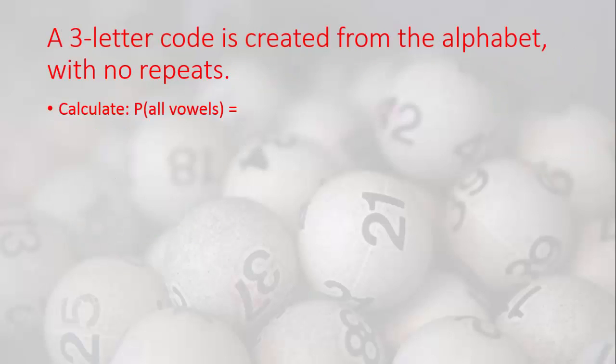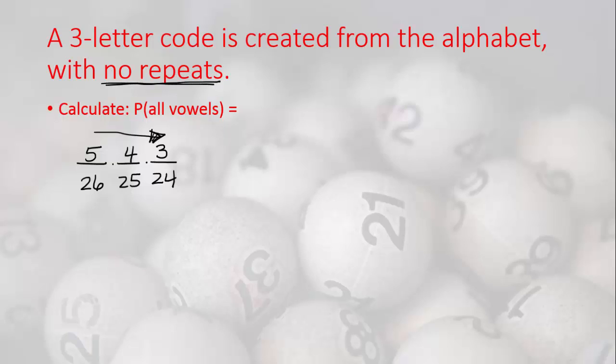Here's another one. Let's say we want a 3-letter code created from the alphabet with no repeats. This is just like no replacement. These are dependent events. We're looking for the probability that everything is a vowel, and we've got 3 letters we're choosing. So how many vowels are there? There's 5, and after 1 has been chosen, there are 4, and after those 2 have been chosen, there are only 3. This is what happens when there's no replacement or no repeats. You see the decreasing numbers across the top. The same thing happens in the denominator. We started out with 26 letters available, and then we only had 25, and then we only had 24 because there were no repeats available.